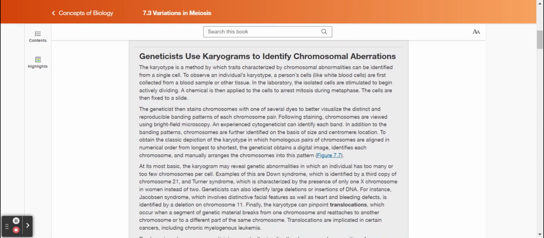Career connection. Geneticists use karyograms to identify chromosomal aberrations. The karyotype is a method by which traits characterized by chromosomal abnormalities can be identified from a single cell.